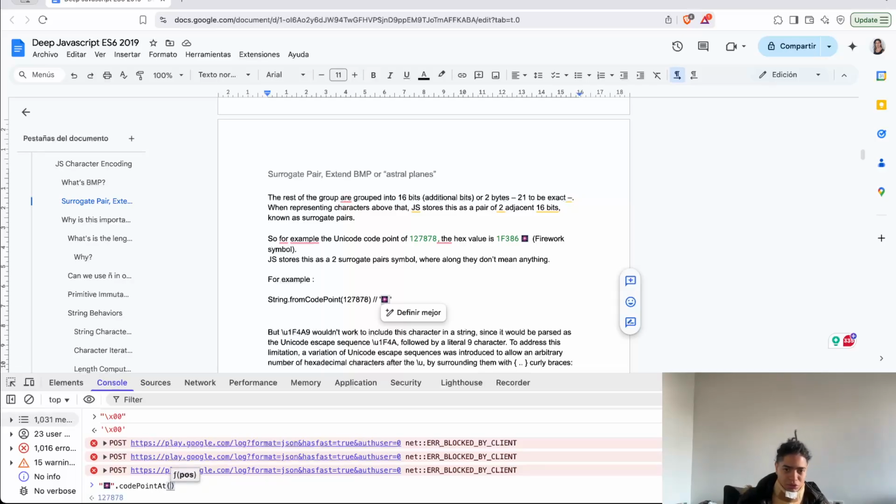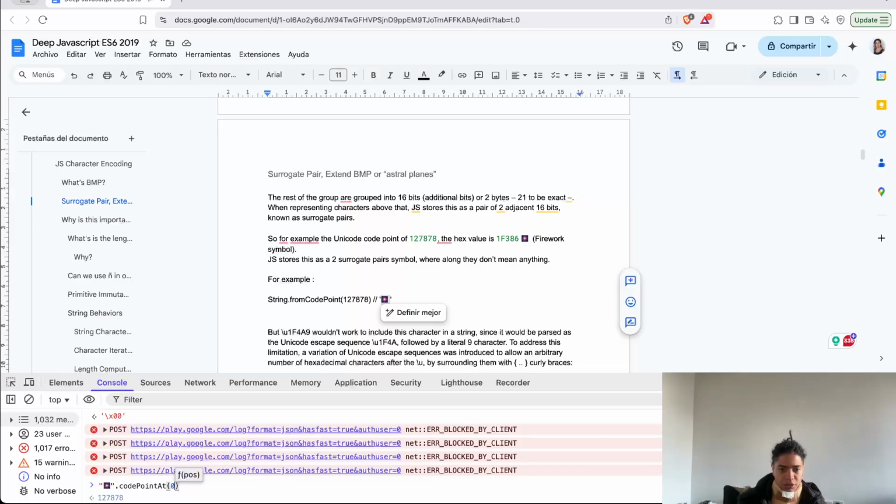These two numbers are the representation of this symbol, so it may use these surrogate pairs. It's a combination of surrogate pairs. So now you have this position of 0 and the other one. It can be a surrogate combination of characters or not.